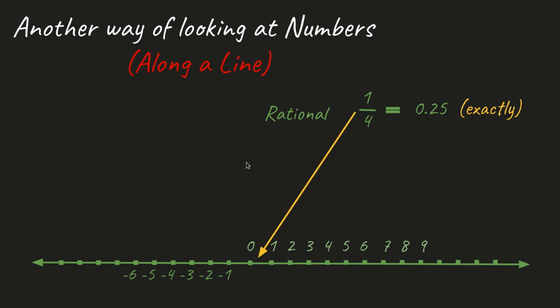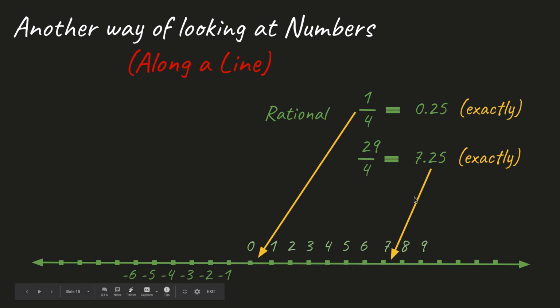The exactly concept is important here. So taking this to the next step, 29 upon 4. Okay, so how much is that? Well, 4 goes into 29 7 times, and it remains 1/4. So it is 7.25 exactly, and we are able to pinpoint this exactly on the line for ourselves.